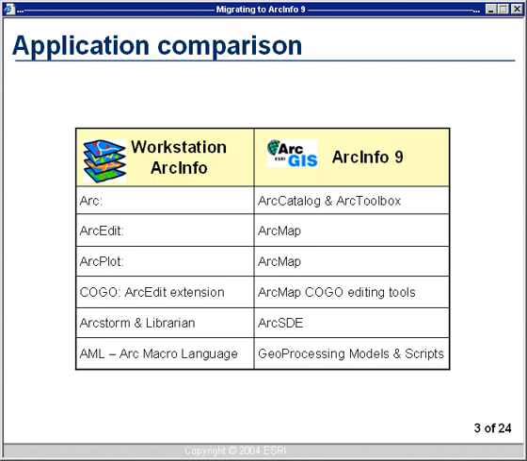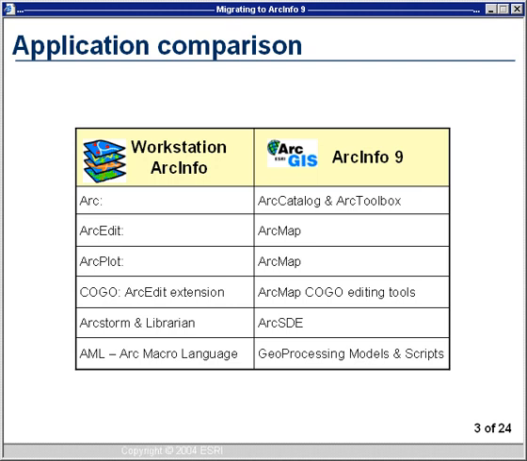Many of you have used the Cogo extension of ArcEdit in Workstation ArcInfo and will be familiar with Cogo functionality. Most of this functionality is now core to the ArcMap editing tools. In other words, what used to be an extension you would have to purchase in Workstation ArcInfo is now a set of core editing tools in ArcInfo 9.